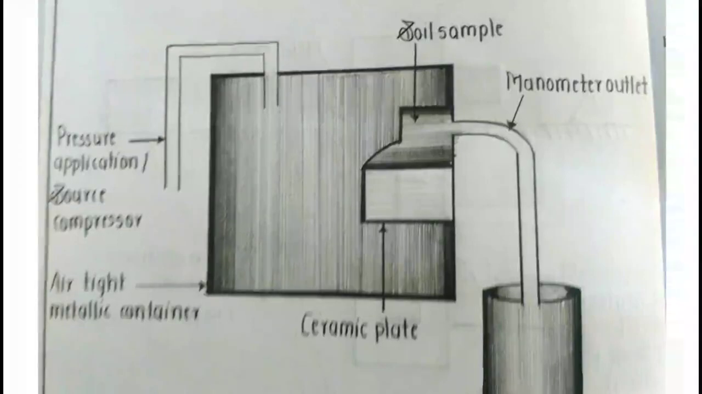Then you will get the figure of percent moisture for that particular applied pressure. For example, if you applied 4 bar, then you will get percent moisture for that particular 4 bar. Okay, so this is how you can determine the percent moisture by using the pressure plate apparatus.